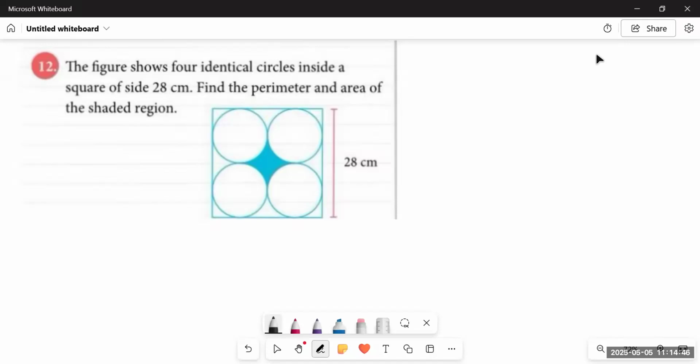So how can we find it out? For this, we are provided with the length or the dimension of this square. It is 28 by 28 centimeters. So how can we find the area of this? So let us draw a line from the center over here and here.